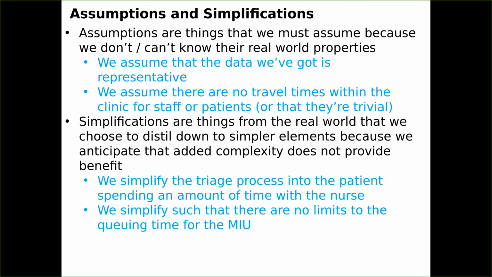We also, whenever we're doing any modeling, need to make a number of assumptions and simplifications. Now, assumptions are basically things that we need to assume about the real world because we don't know their real world properties. So it might be that we're assuming the data we've got is representative, for example. We're assuming that there are no travel times within the clinic for staff or patients, or that they're trivial, so we don't need to bother modeling them.